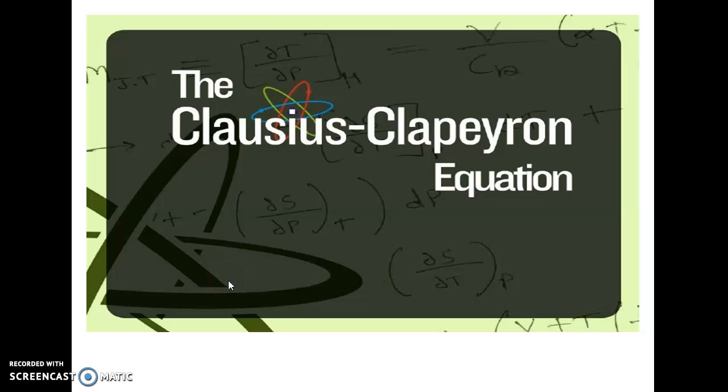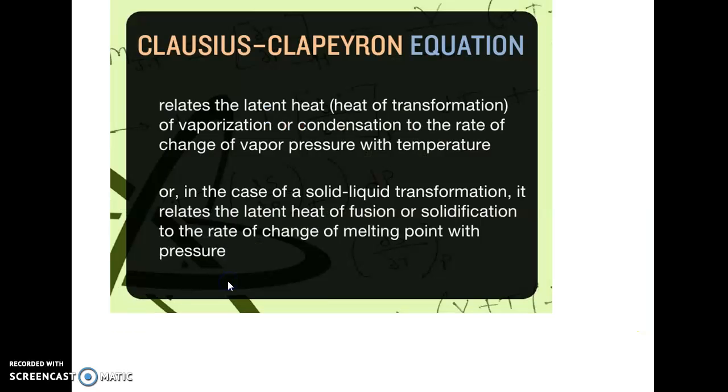Today I will discuss the derivation of the famous Clausius-Clapeyron equation. This equation relates the latent heat, that is the heat of transformation of vaporization or condensation, to the rate of change of vapor pressure with temperature. In the case of a solid-liquid transformation, it relates the latent heat of fusion or solidification to the rate of change of melting point with the pressure.